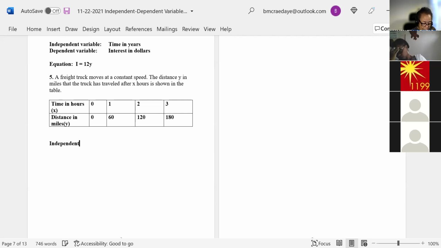Independent variable. The independent variable is the one that stands by itself. Remember, the independent variable is always the input. The dependent variable is the output. That's a good way of remembering it.